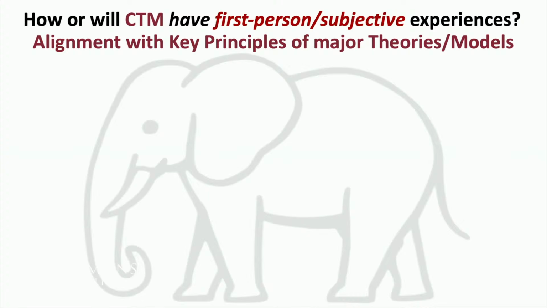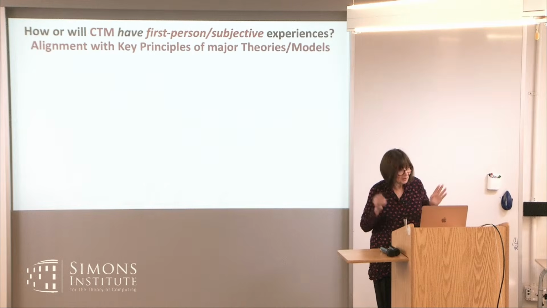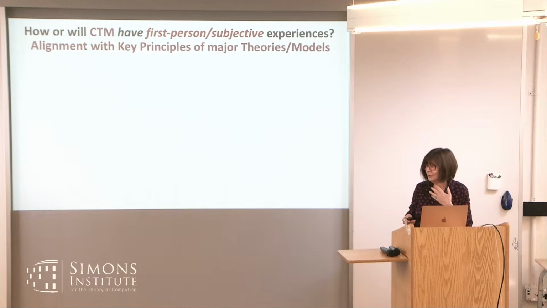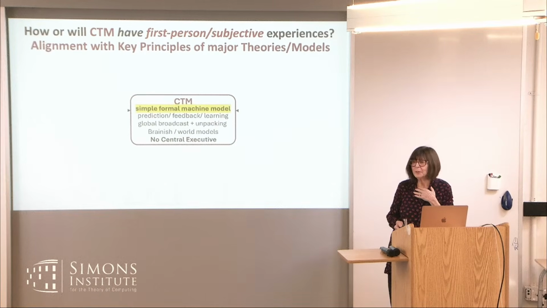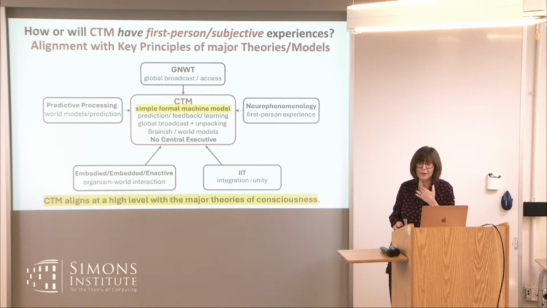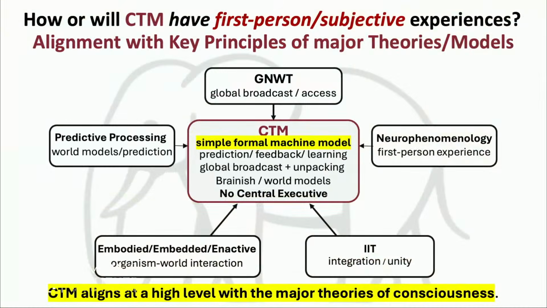Robert, Kevin Mitchell, no. So there is a website which lists 250 or 350 theories of consciousness, including ours. But I would say that about 10 of them are reasonable theories, the major theories. And so where do we fit in? We align with about 10 of the major theories at a high level.